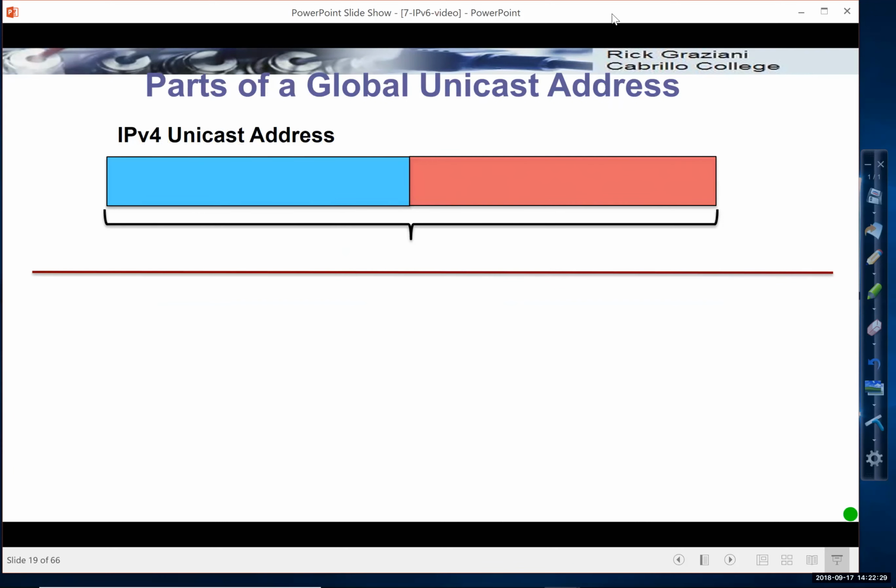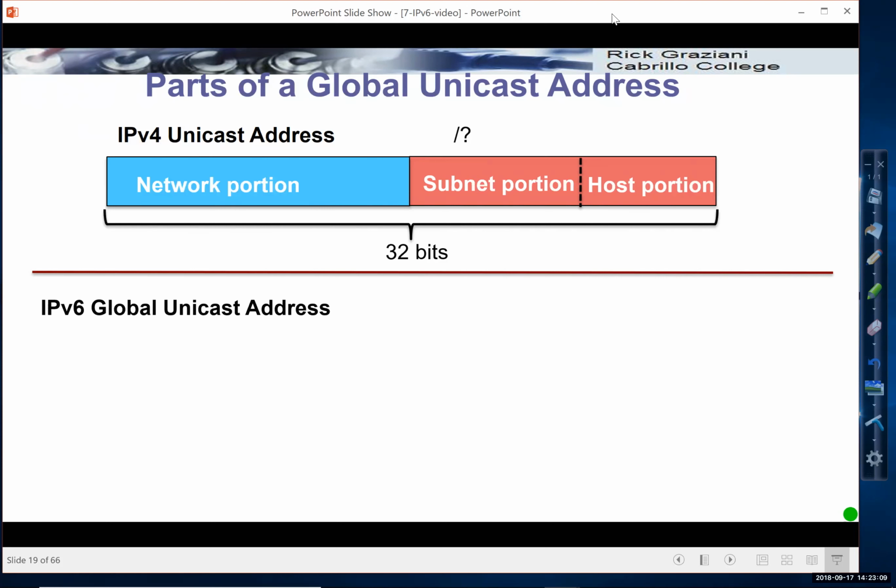All right, the parts of a global unicast address. In IPv4, it's a 32-bit address. We have a network portion and a host portion, and then we typically are going to subnet. For the subnet, we have to borrow bits from the host portion. In the video where we talk about subnetting IPv4, it can be time consuming, and a lot of students pull their hair out at times. It's really kind of a pain, to be honest with you. But in IPv6, it's much easier.